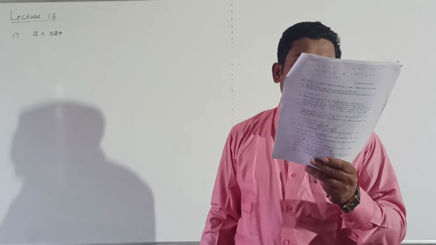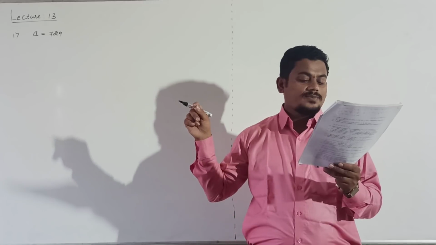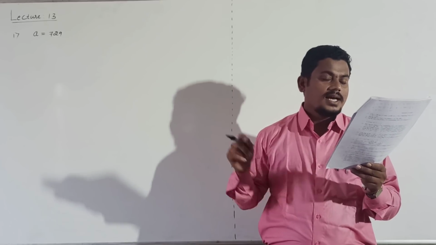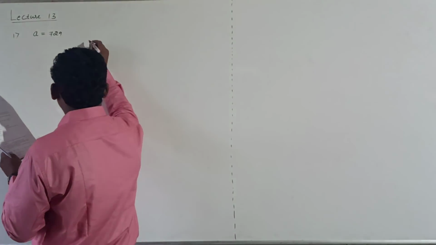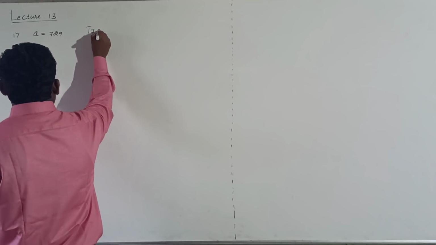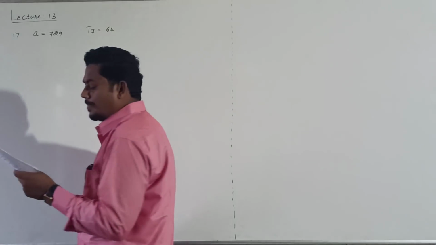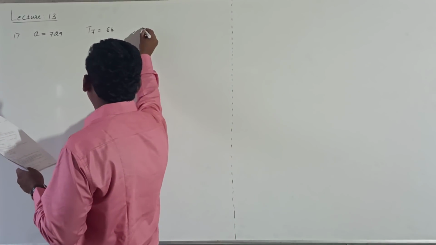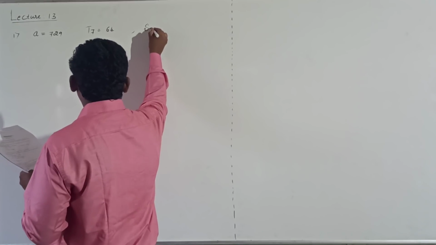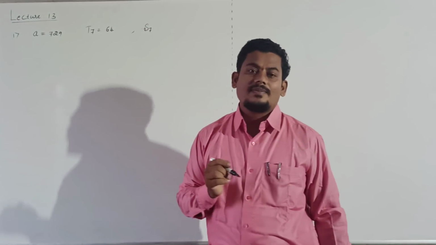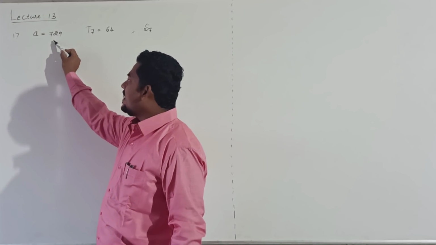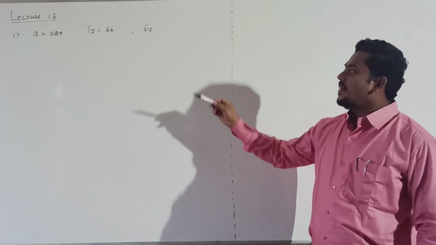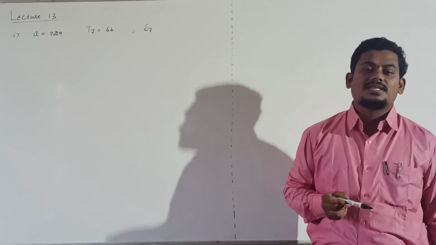Once again, the question: given a GP with small a equal to 729 and seventh term is 64, that is T7 is equal to 64. Determine S7, determine means find S7. They have given the first term of the GP, that is small a 729, and seventh term is 64. Then find S7. S7 means sum of first 7 terms.